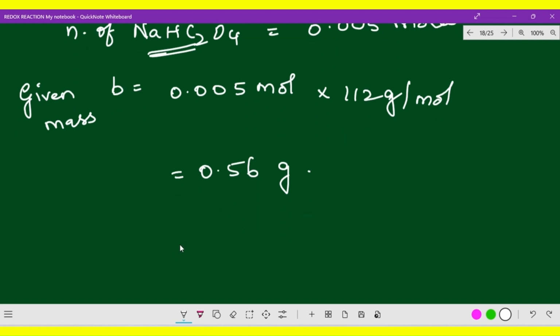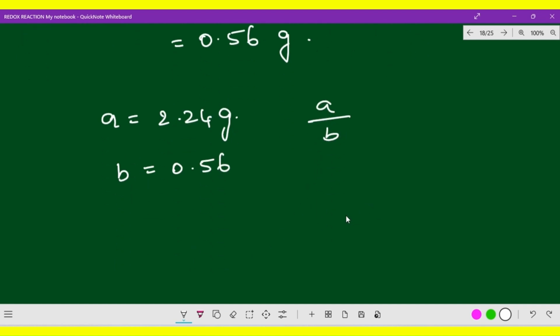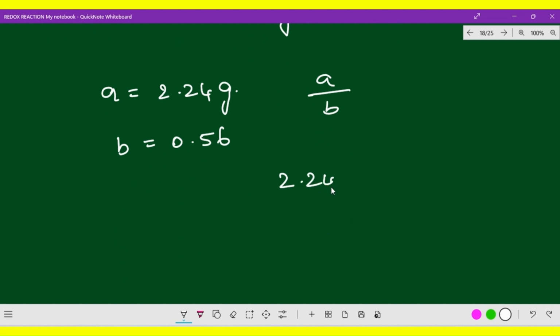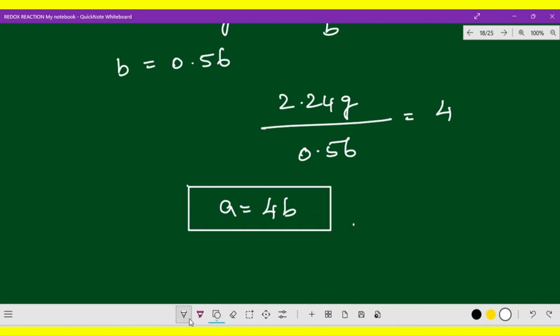So compare that A and B. A, how much is it? A equal to 2.24 gram and B is equal to 0.56, very less comparatively, right? Okay, now A by B, the moles ratio we have to identify now. A by B, 2.24 gram divided by 0.56. When you calculate, you will get A equal to 4B. So here the answer is 4. So this is the answer, A equal to 4B.